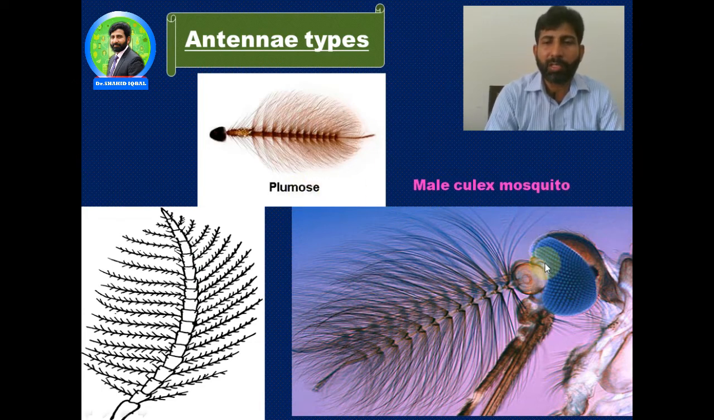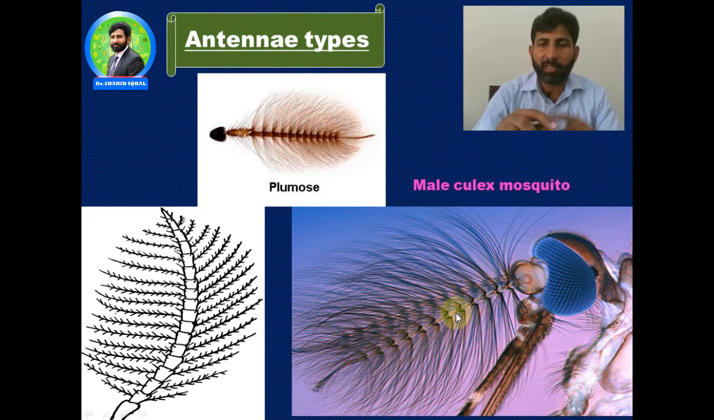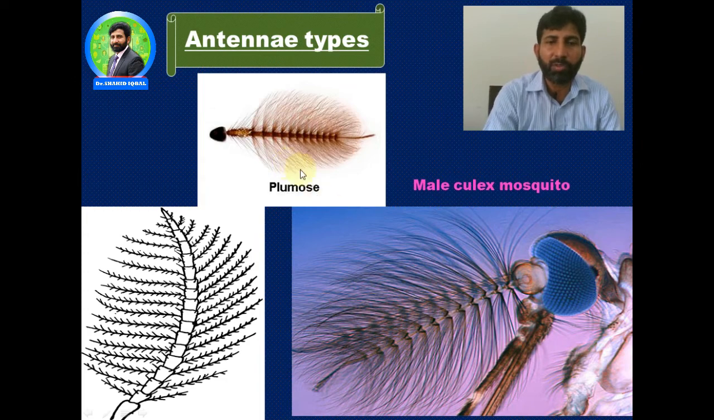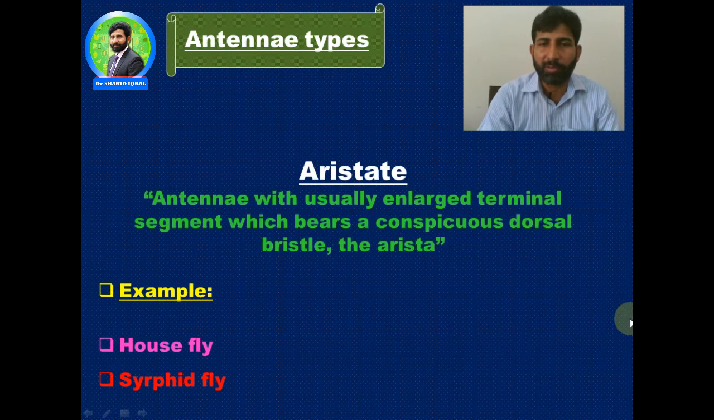This is a male Culex mosquito. Look here, this is the original diagram of it. Here is the whorl-like antennae. At each whorl there are multiple hairs originating. So this is a plumose type of antennae in the male mosquitoes.